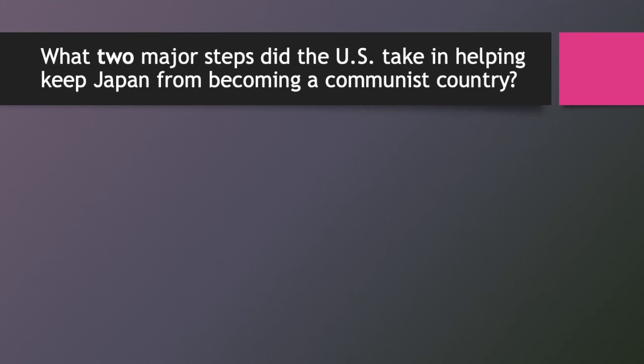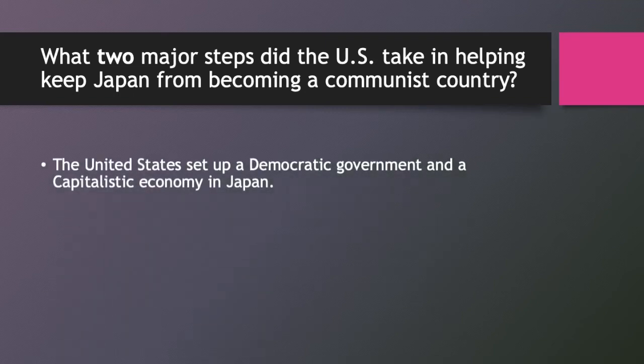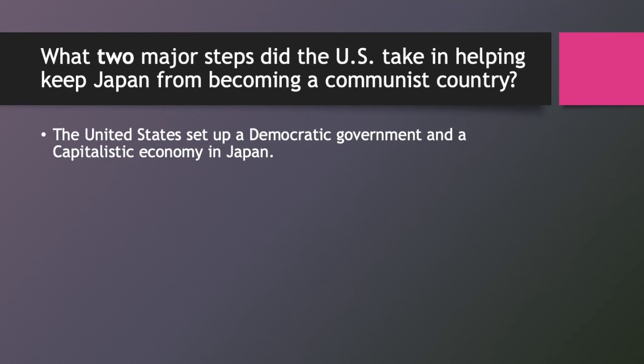Okay, what two major steps did the United States take in helping to keep Japan from becoming a communist country? Well, the United States, remember, we ran a military governorship under Douglas MacArthur, and under that, we worked with them to establish a democratic government with a constitution, and we moved their economy towards a capitalistic system to ensure that they were going to be economically sufficient in order to not fall in the hands of communist ideology.